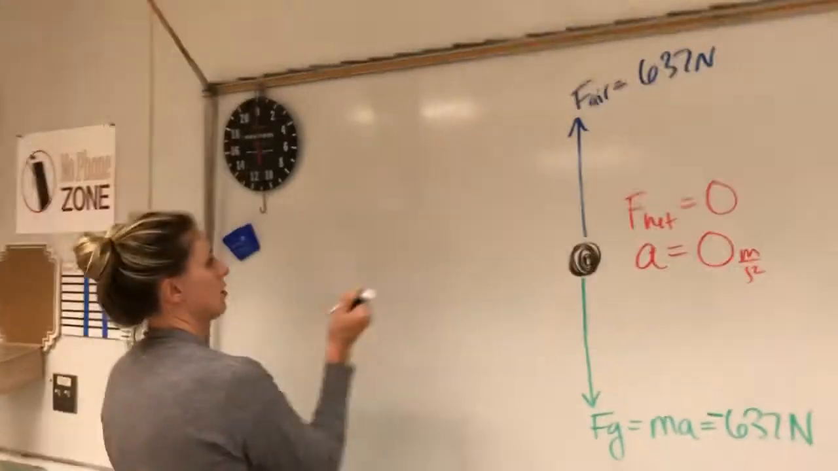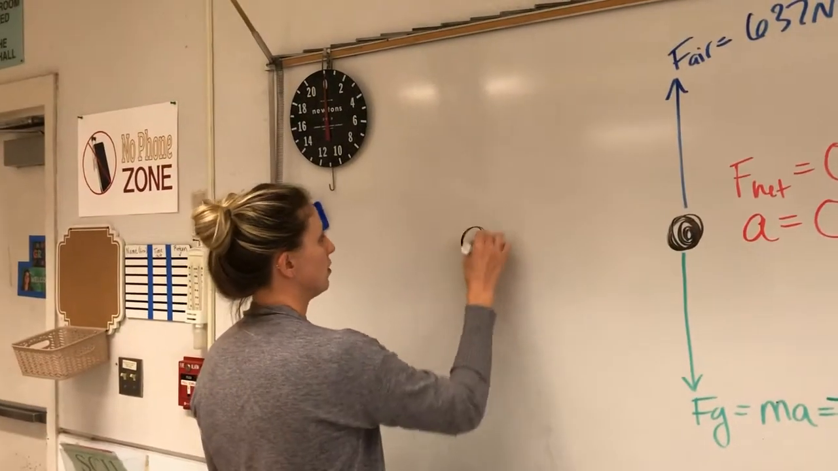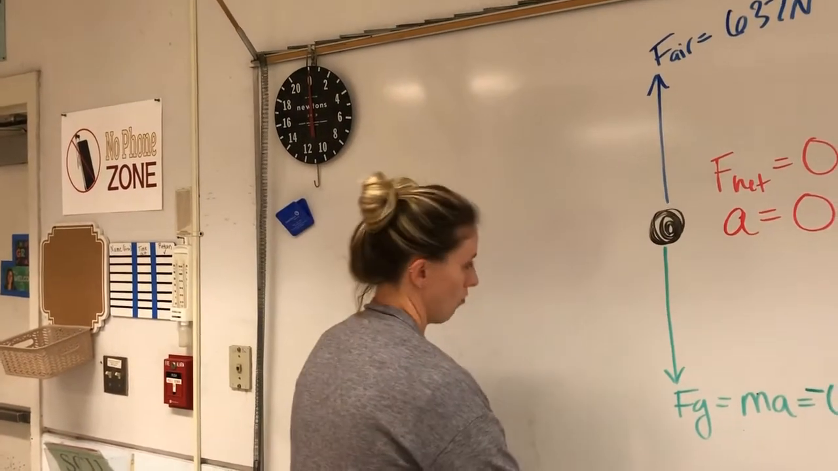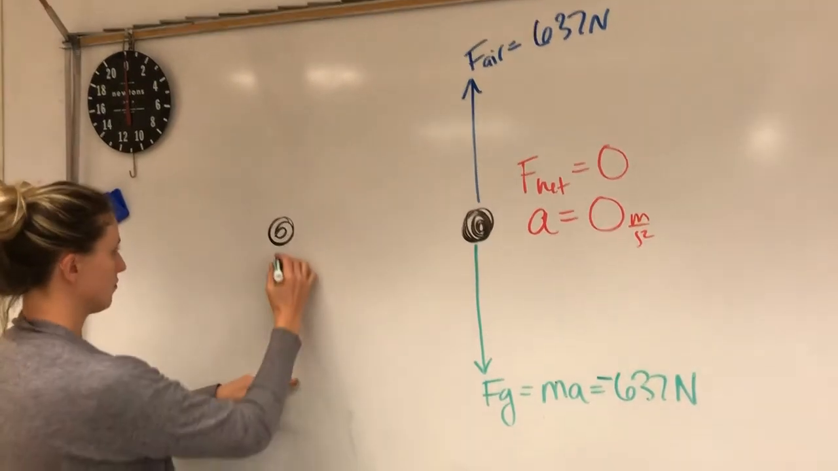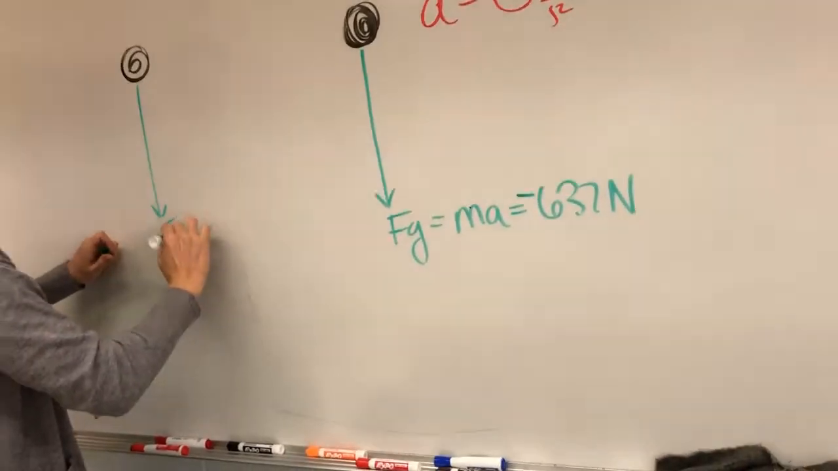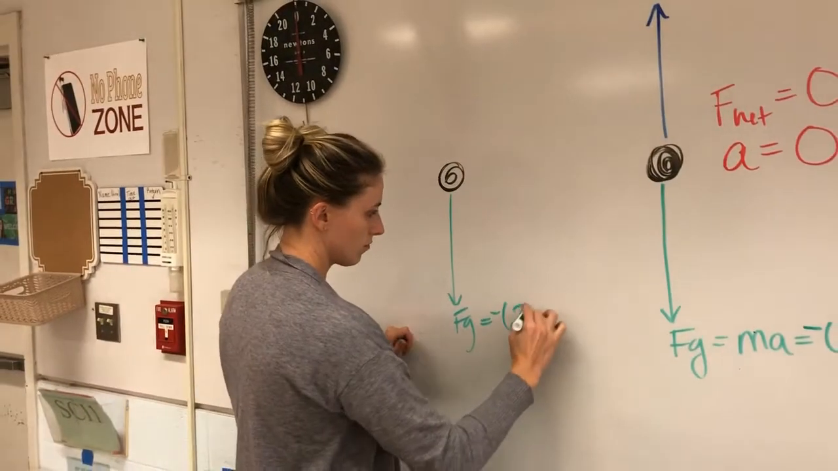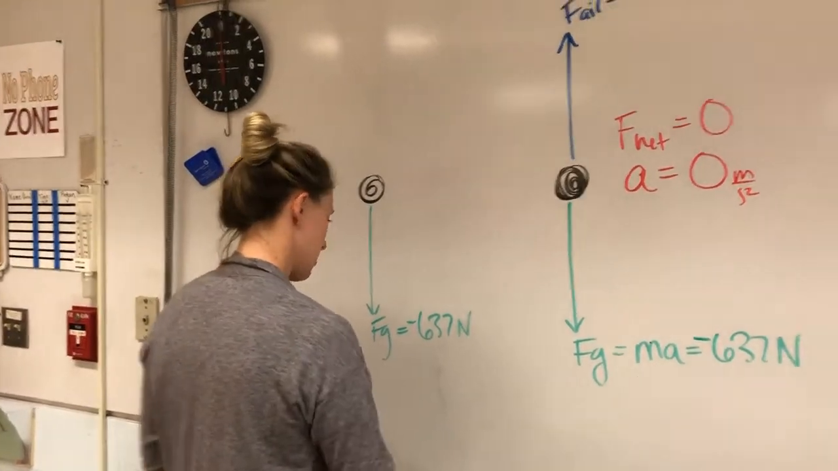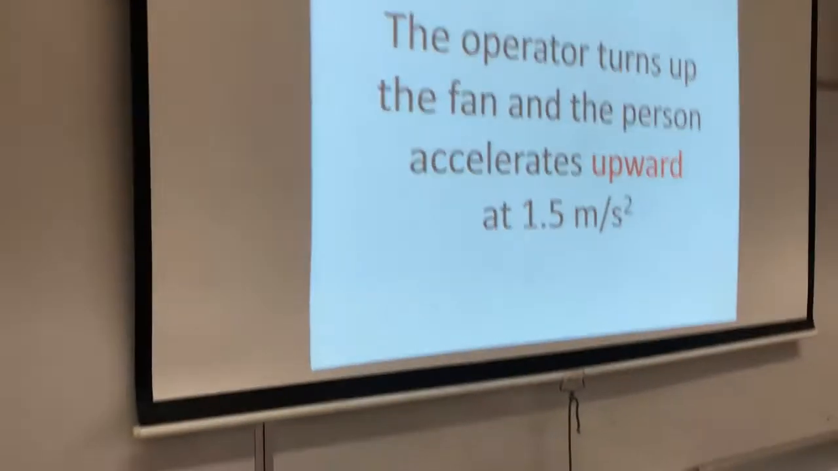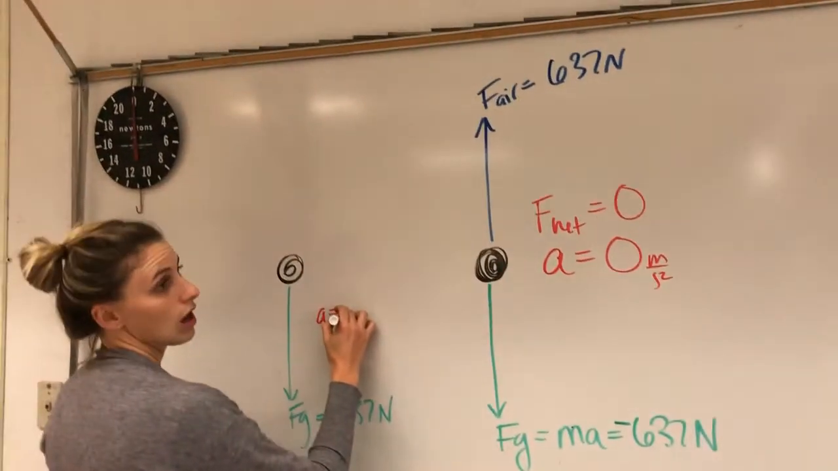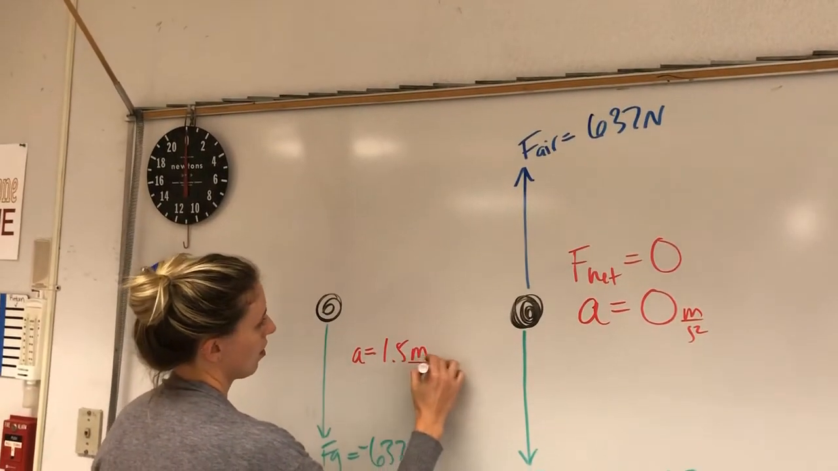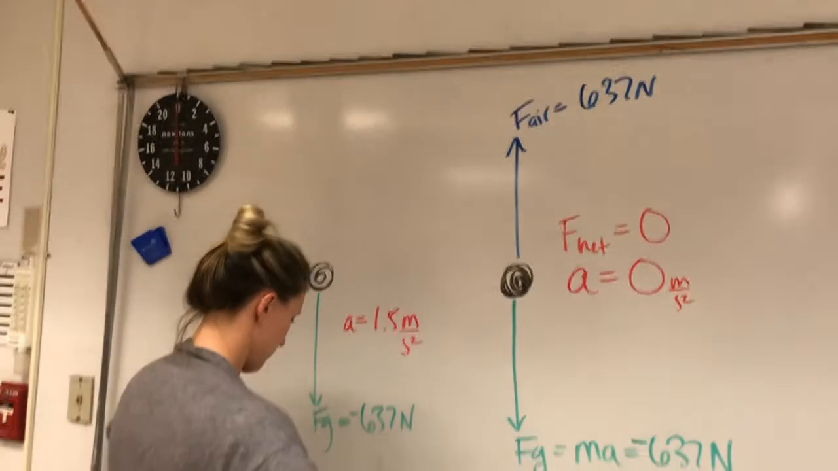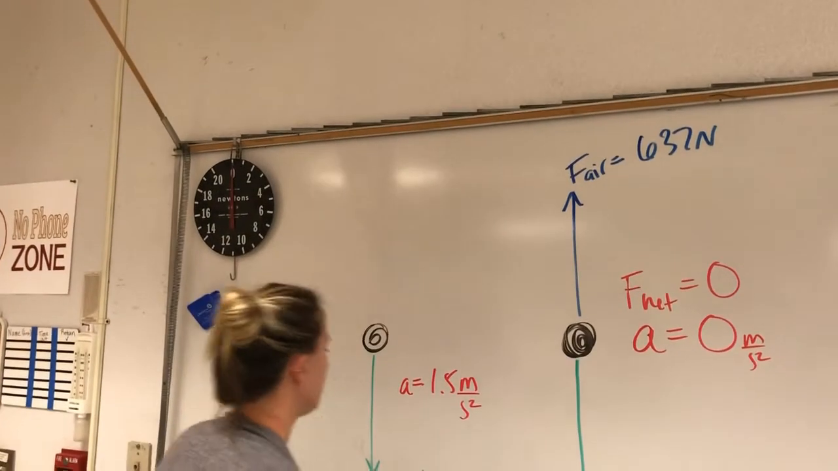All right, so dot. What will be the same? 637 newtons. But if they're accelerating upward at 1.5 meters per second squared, that means they turned the fan up, so the force of the air has got to be more, right? We don't know how much more. So how do we figure this out?